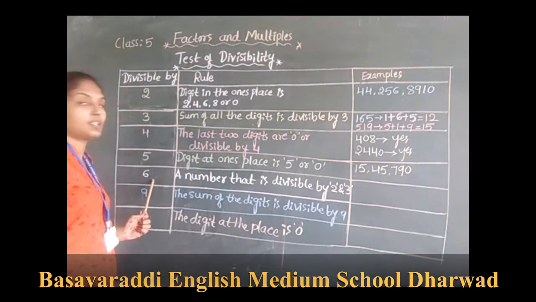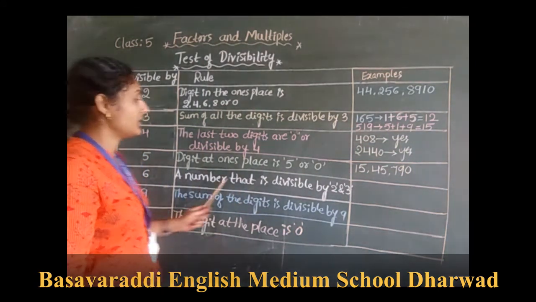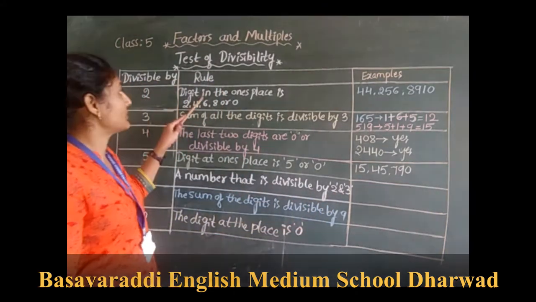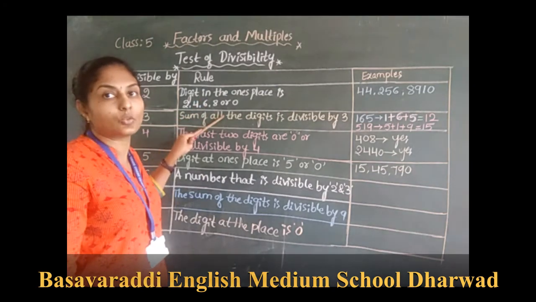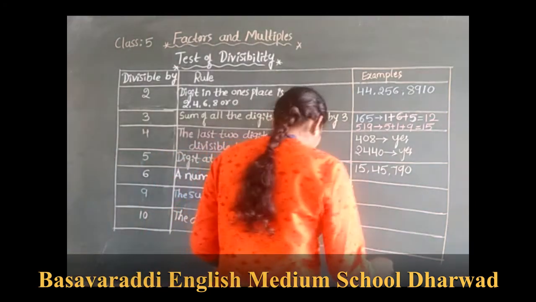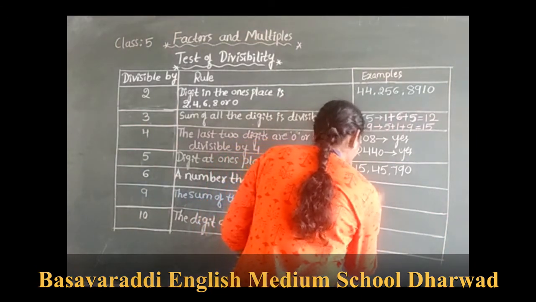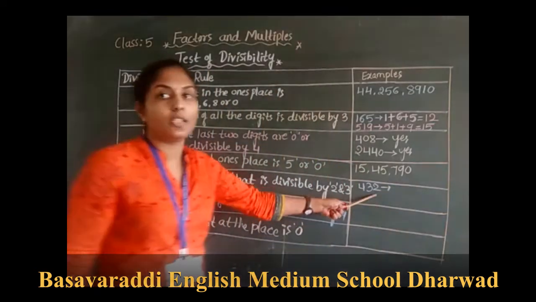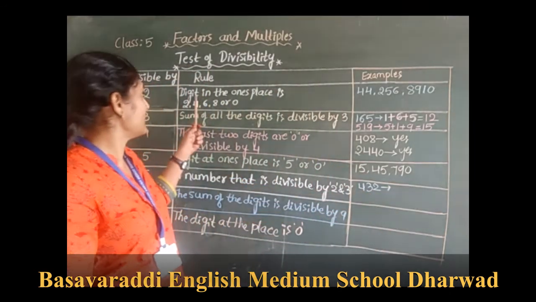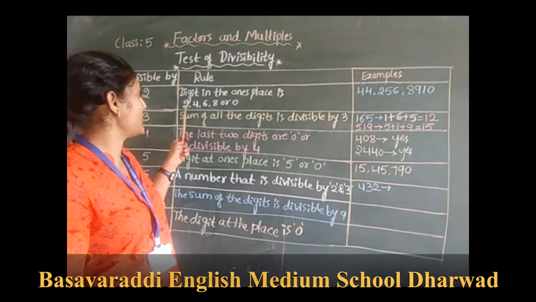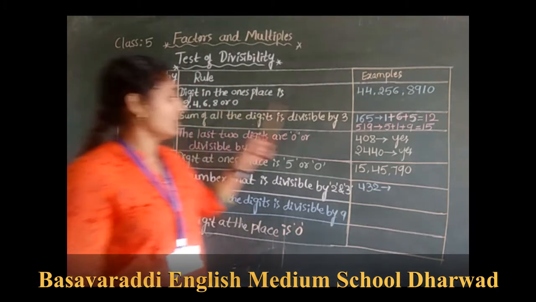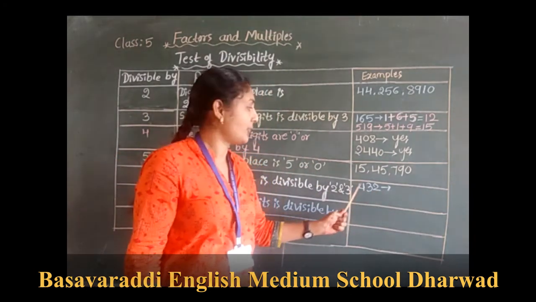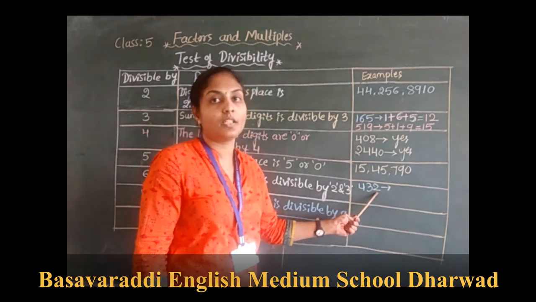Next, divisible by 6: a number that is divisible by 2 and 3. So we have to apply the second rule as well as the third rule here. For example, 432. Apply the second rule there. What is rule 2? The digit in the ones place is 2, 4, 6, 8 or 0. Check in 432, in the ones place there is a 2. So 432 is divisible by 2.